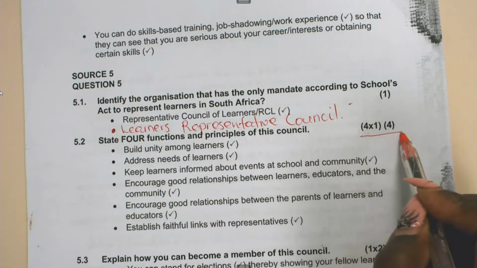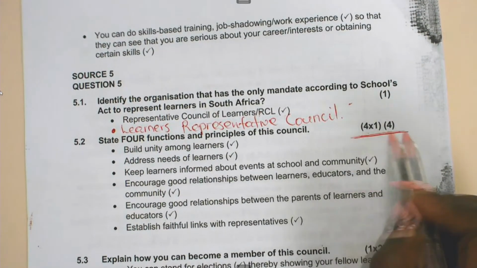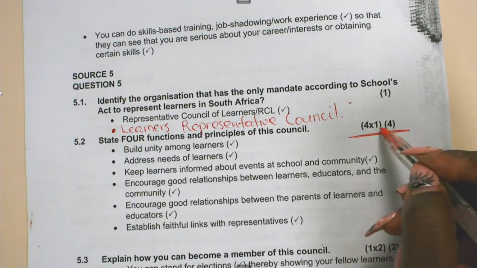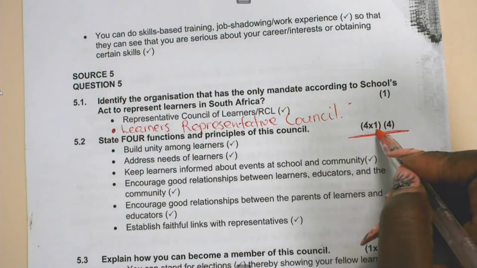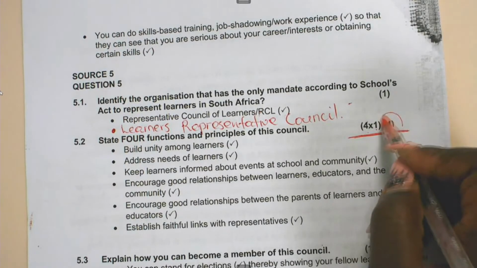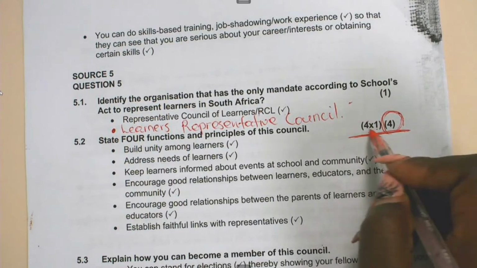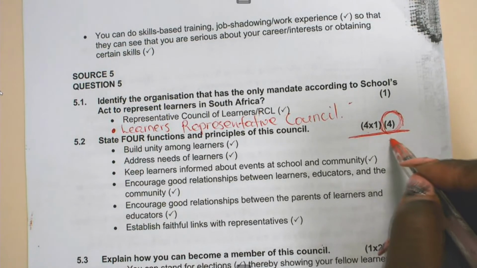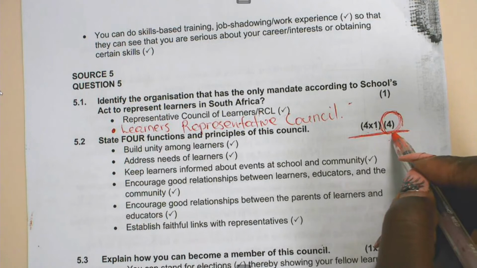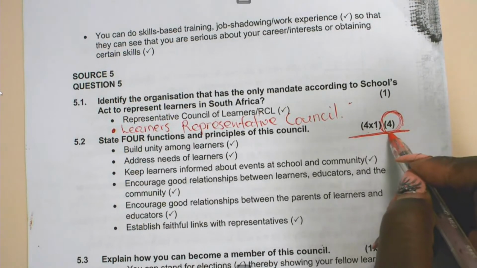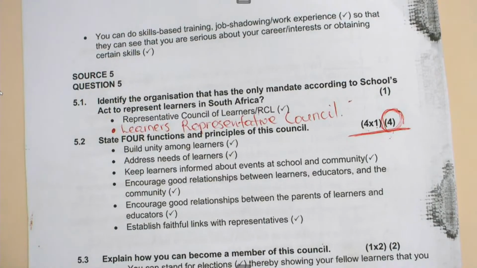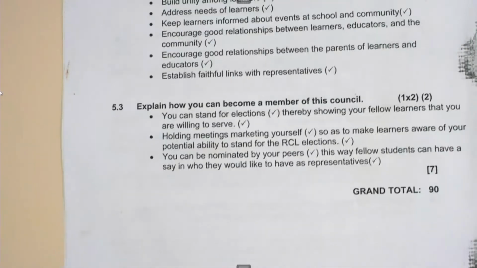Going back to the mark allocation, it means we only need 4 responses. We don't need learners to discuss. Hence, the mark allocation is going to be 4. 4 responses, that equals to 4. Learners are not going to discuss or define anything. They just state the functions of RCL. I hope it's clear, colleagues.